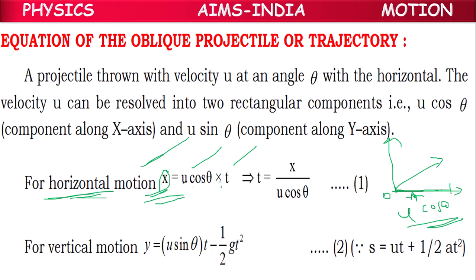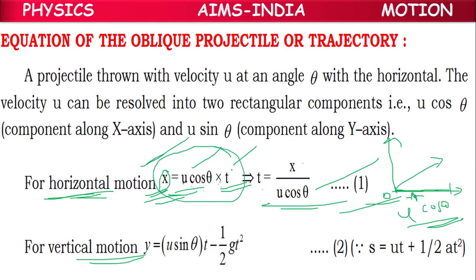Displacement equals velocity into time, or distance equals speed into time. Speed is u cos theta, time is t. So x equals u cos theta into t. So t equals x by u cos theta. We are getting this first equation. For horizontal motion, as velocity is constant, we directly use the formula speed into time.